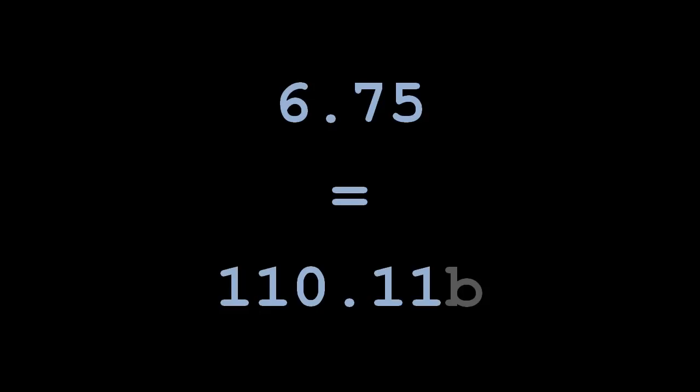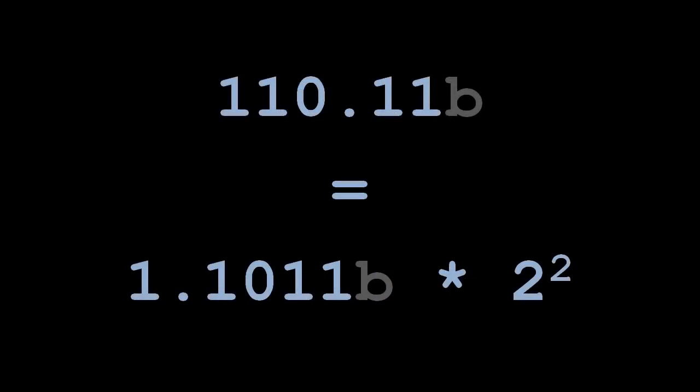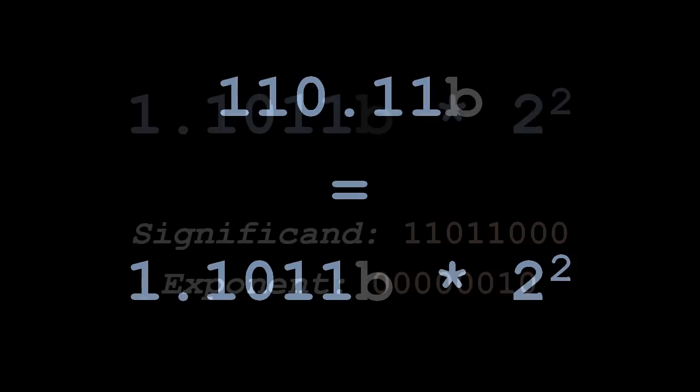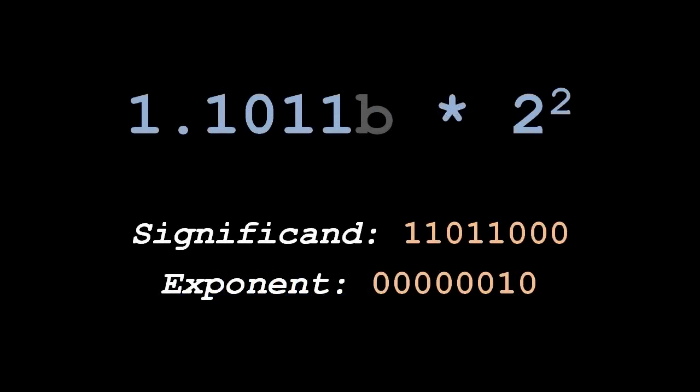Now to get our significand and exponent, we move the radix point two places to the left by factoring out 2 to the second. So our significand is 1.1011 and our exponent is 2. Represented with 8 bits for each, we get 11011000 and 00000010.